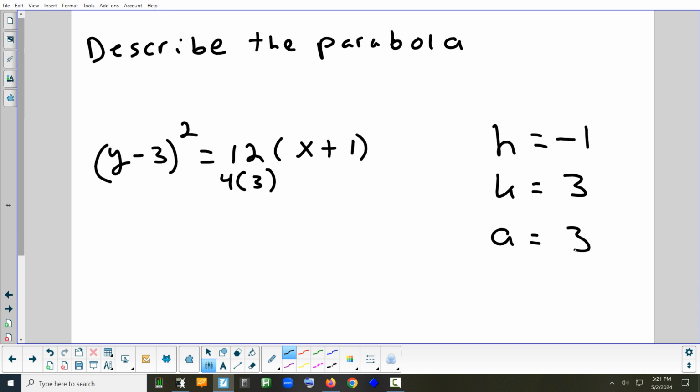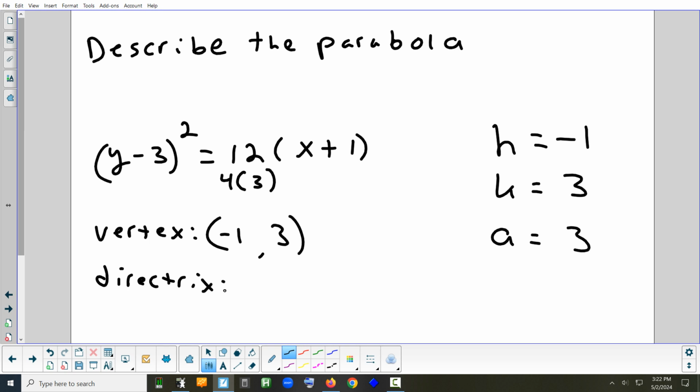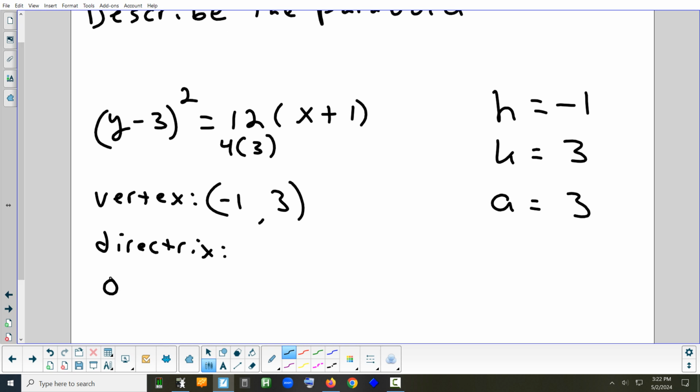What's the first thing that we could describe about the parabola? Vertex. Okay, we could do the vertex. What's the vertex here? -1, 3. Okay, what's another thing we could describe about the parabola? The directrix. Okay, we could do the directrix. Which way does the directrix go? Is it horizontal or is it vertical? Vertical. Yes, it is vertical. If you're not sure why it's vertical, I would figure out which way the parabola opens first.